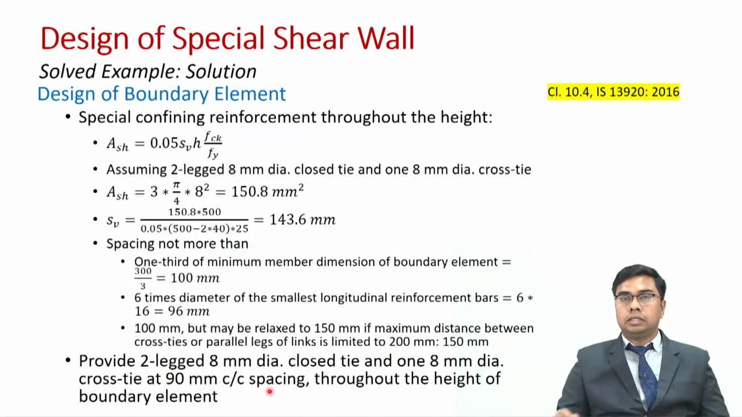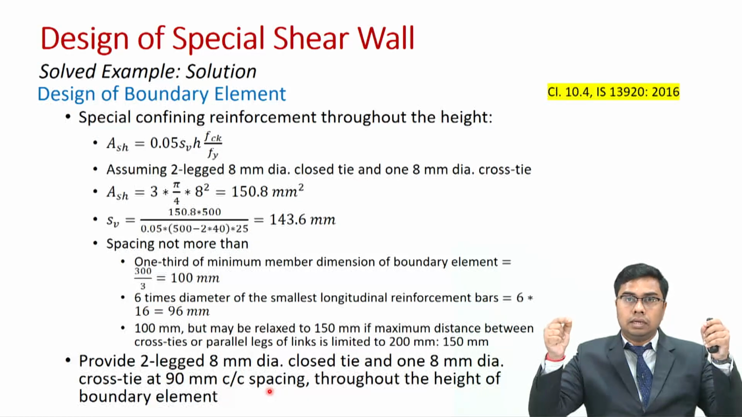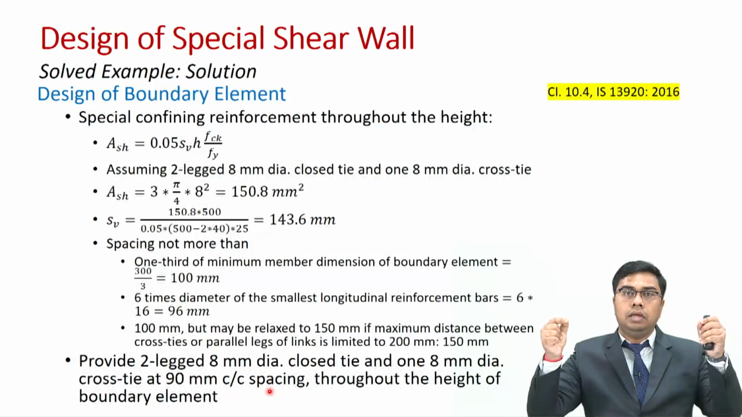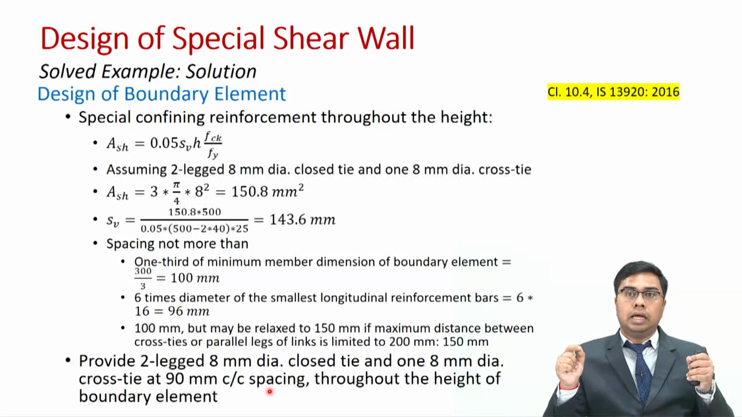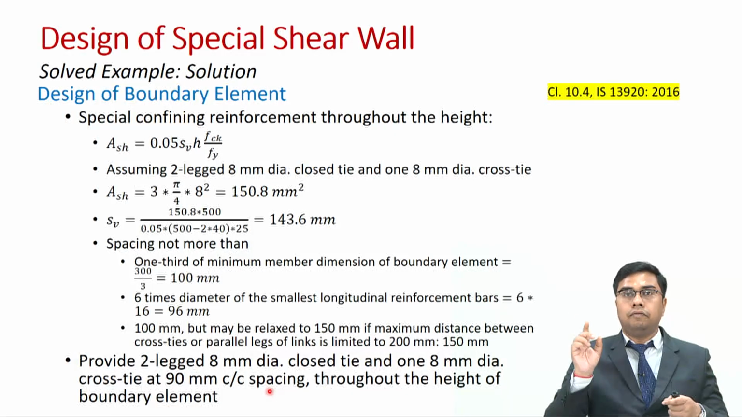But at some height the axial force will keep on reducing, and at some height it will be less than that. But at that point you do not have to truncate the boundary element. You can truncate the boundary element when the axial stress in the extreme compression fiber is less than 0.15 fck.